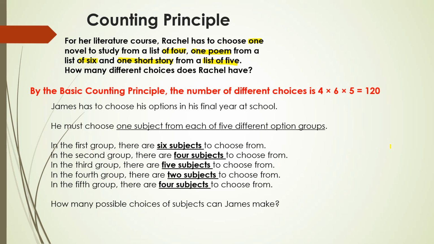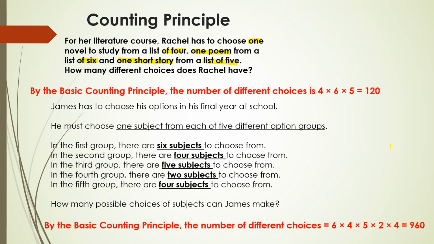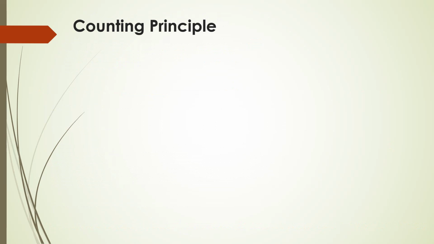Well, he's got to make 5 choices, but each choice consists of a different amount of sub-choices that he needs to choose from. So again, by the basic principle of counting, it's 6 times 4 times 5 times 2 times another 4. There's 960 different ways, folks, in which he can make his choices of subjects. Now remember, he must only choose 5. Okay? So there's 5, and he has 960 different combinations that he can choose from.